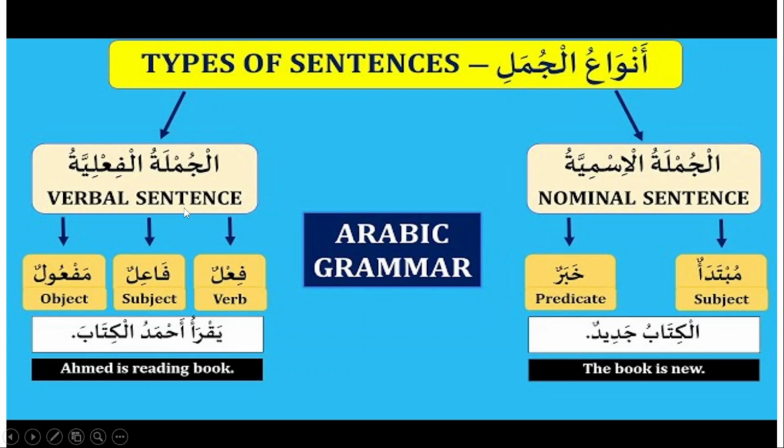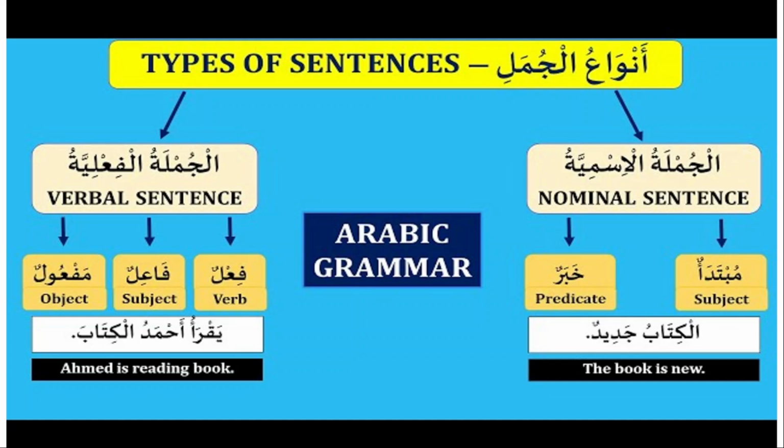Now this is a verbal sentence. A verbal sentence consists of fail, which is a verb, fa'il, the subject who is doing the action, and maf'ul, the object on which the action is being done. Right? So let's repeat once again. Jumlatul fi'liya is called a verbal sentence, and a verbal sentence consists of fail, which is the verb, the action itself, and it also consists of fa'il, the subject, the person who is doing the action, and maf'ul is the object on which the action is being done.